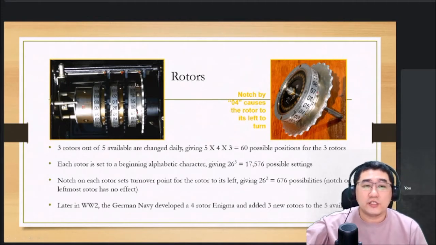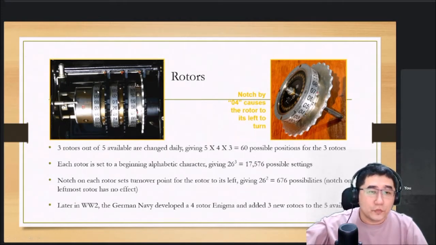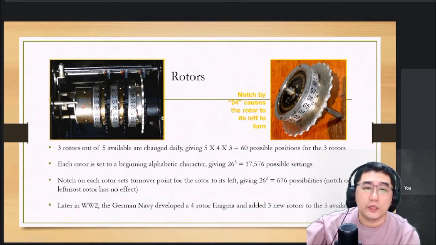You can change the setting in any order that you like. Let's say maybe today we want to set it as AAA, or maybe we want to set it as DOG. That will be your initial setting.